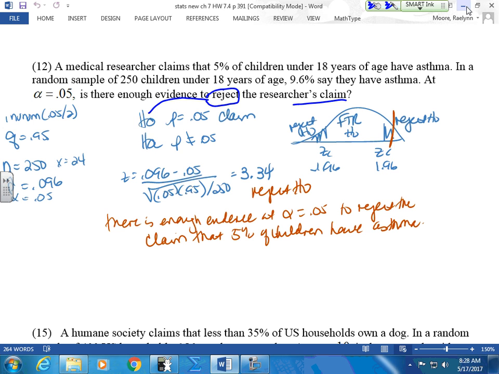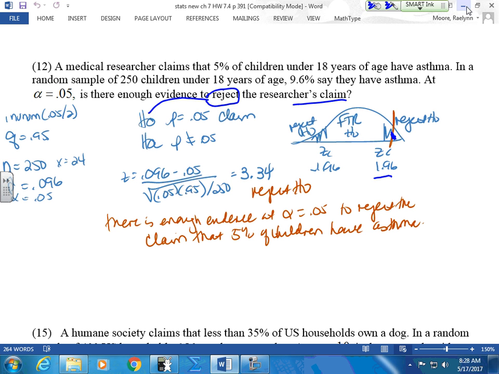This is nice because you can see it's way, way out on that little piece of tail out there. 3.34. It's in my reject area. It's more extreme than what I'm going to allow. It's off my chart further than this side. The area to the right of that is far smaller than this. So I say reject H0.